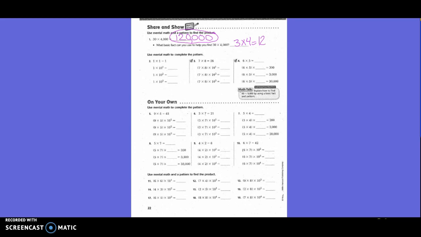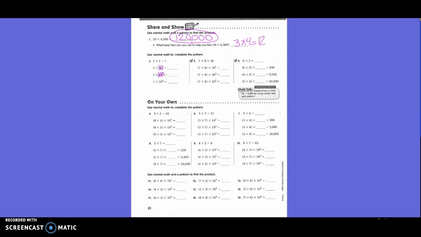Use mental math to complete the pattern. So 1 times 1 is 1. And then what is 10 to the first power? 10. So 1 times 10 is, so we're going to say this is 10. So go ahead and write over that. This is just your little bit of work, okay? 1 times 10 to the second power. So what is 10 to the second power? 100.